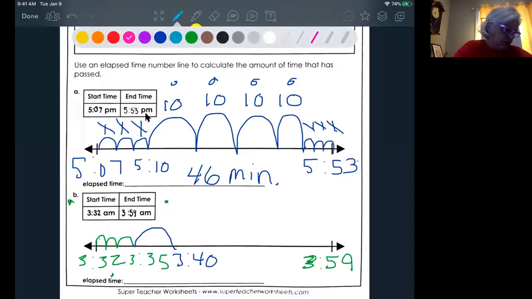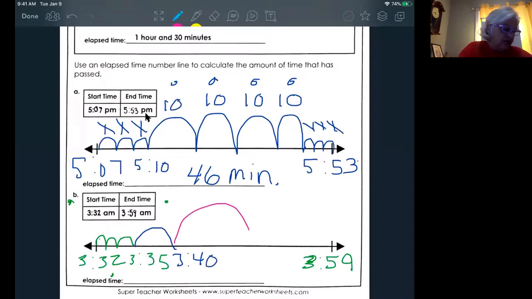So here we go. So now we're going to do a mountain. We're at 3:40. Let's go to 3:50. So now we're at 3:50. Can I do another mountain? Nope, because that would be too much. Could I do a 5? Yeah, I could do a 5.